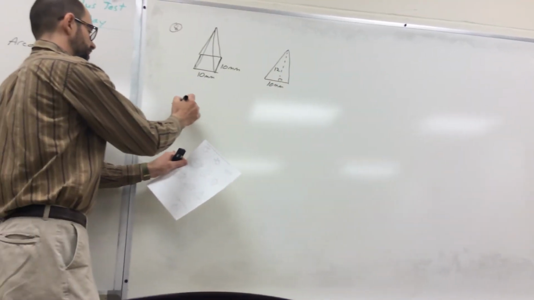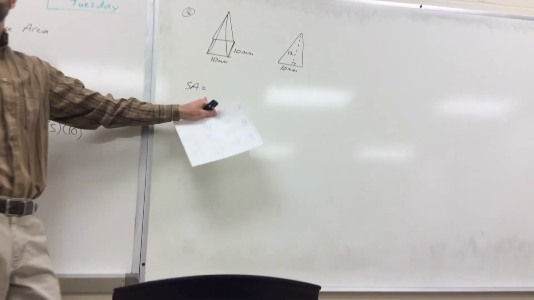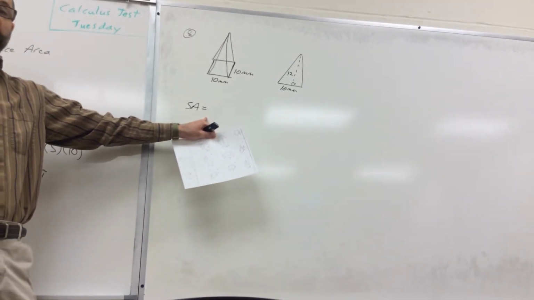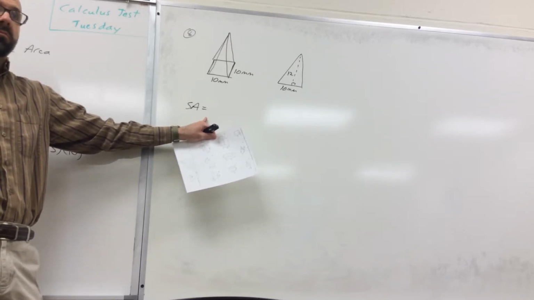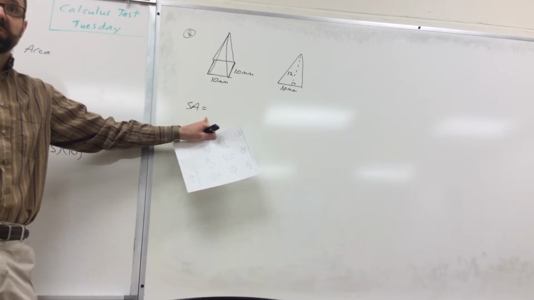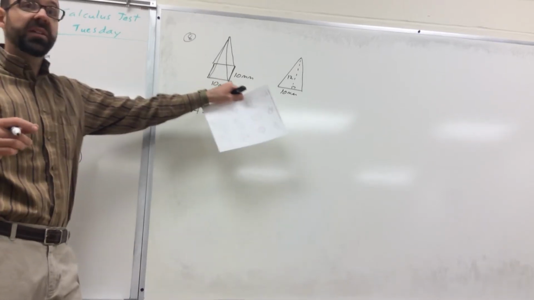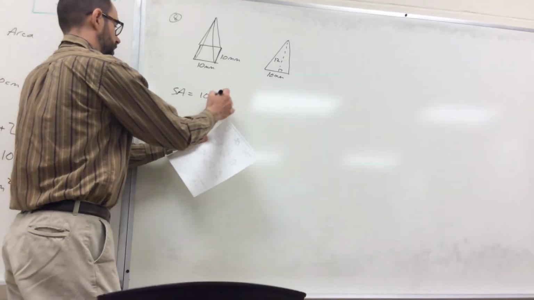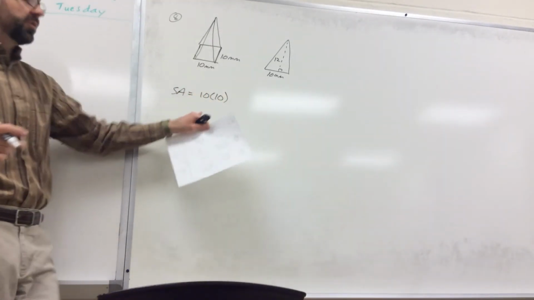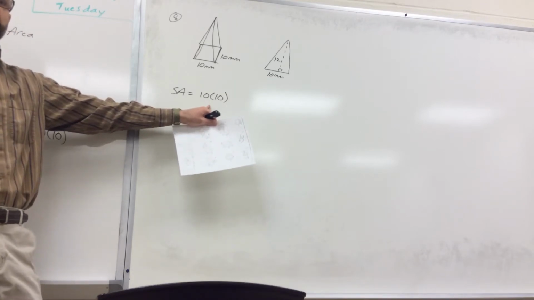Okay, so to figure out the surface area, I'm going to start off with the square. How do you find the area of a square? Base times height, because it's a parallelogram. Awesome. So in this case, it's just 10 times 10. So that's the area of the bottom of the pyramid.